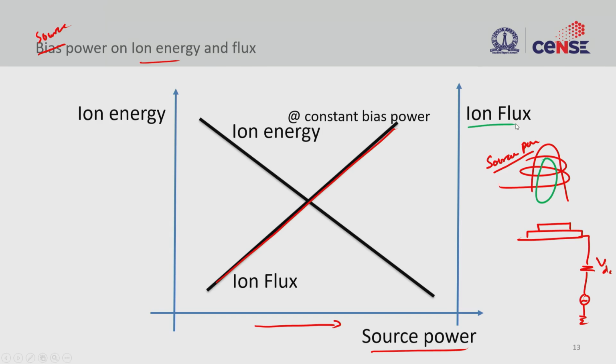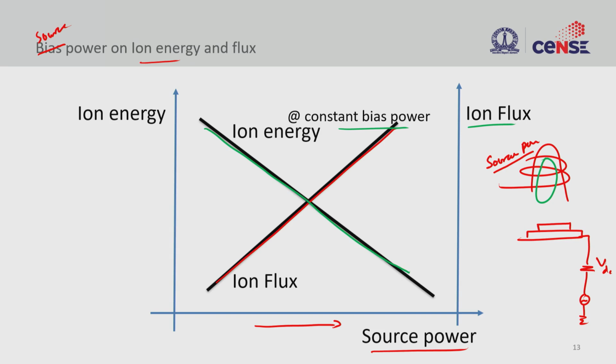Okay, but let's look at ion energy. What will happen to ion energy? So we are keeping bias constant, you see. So the bias constant should not affect the ion energy, right? The bias power is the one that is controlling the ion energy. So I have increased the ion flux, but keeping the bias constant is reducing my ion energy, right?